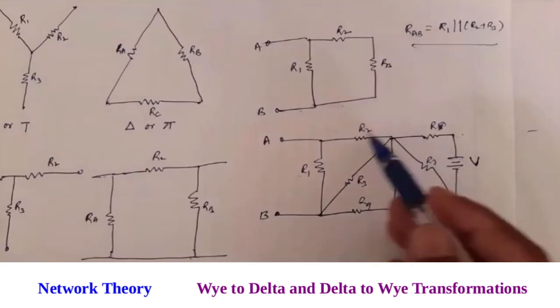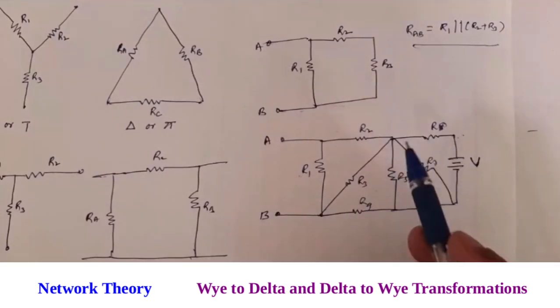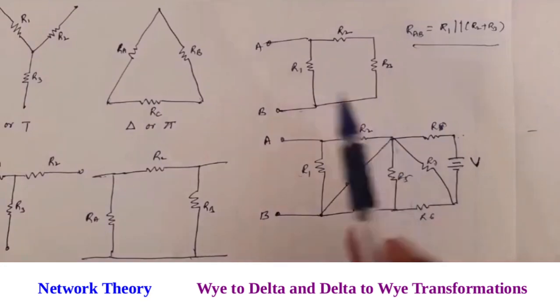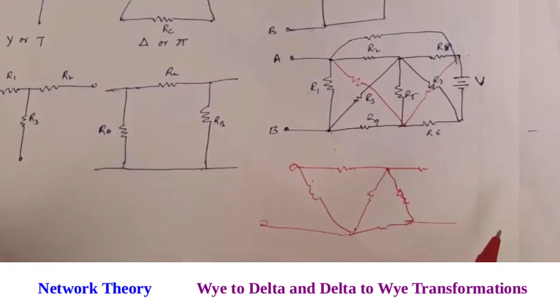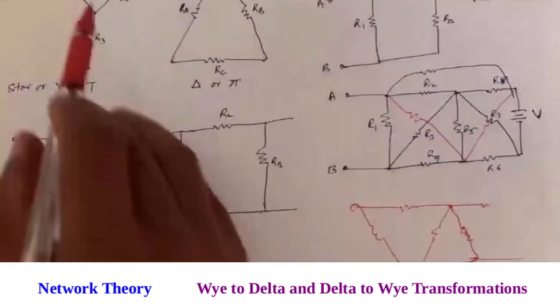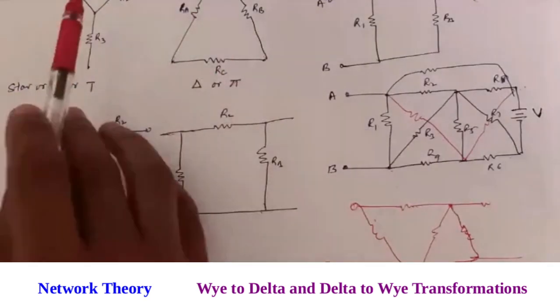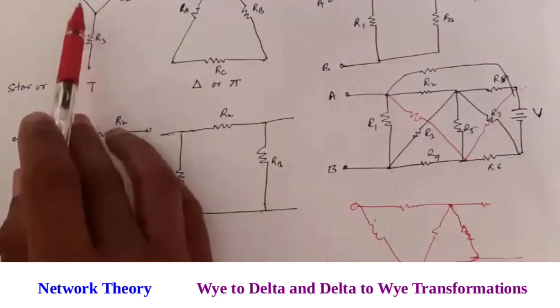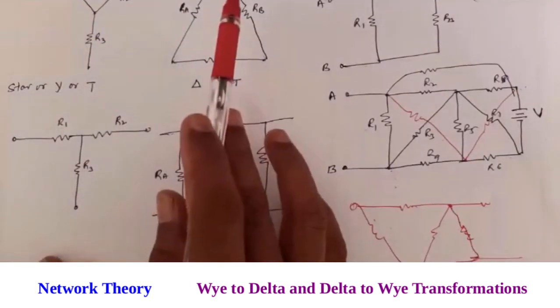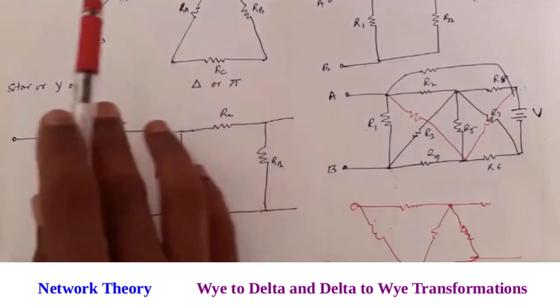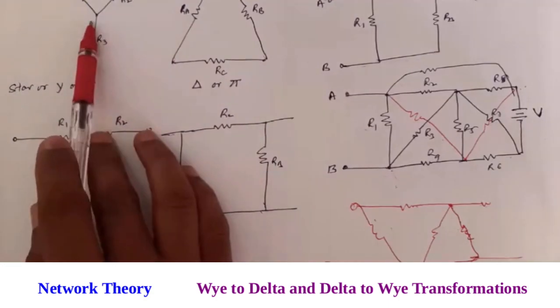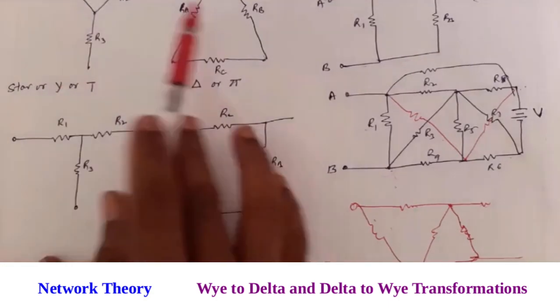To reduce such networks, we need to convert either Y to delta or delta to Y. One of the important things is whether these two networks are equivalent. If I want to substitute a Y network in place of a delta network, or a delta network in place of a Y network, then whether these two networks are equivalent.